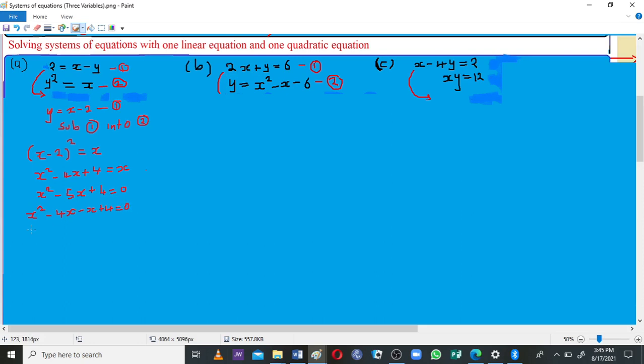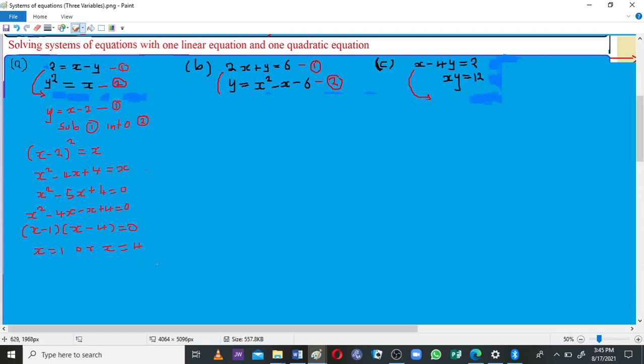Now you can factorize. If you factorize, you are going to have x minus 1, open bracket there, x minus 4 is equal to 0. Sorry about that. So this means your value of x is going to be either x is equal to positive 1 or x is equal to positive 4. So this is what you are going to get.